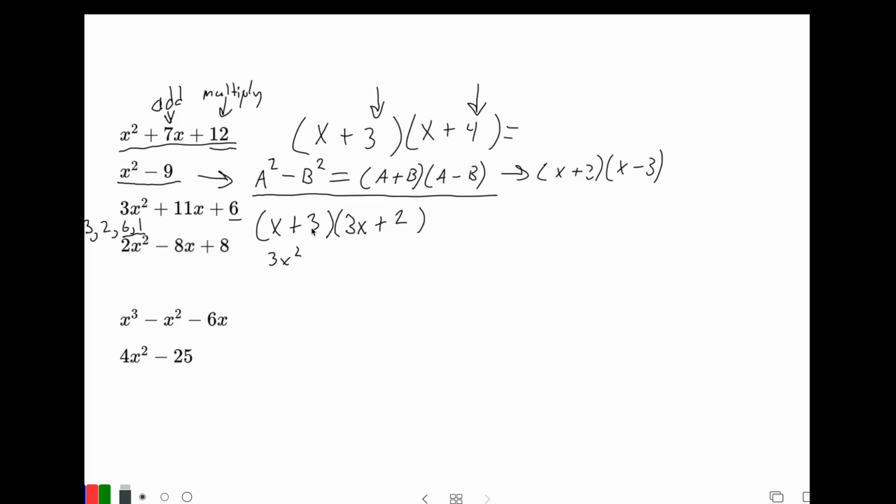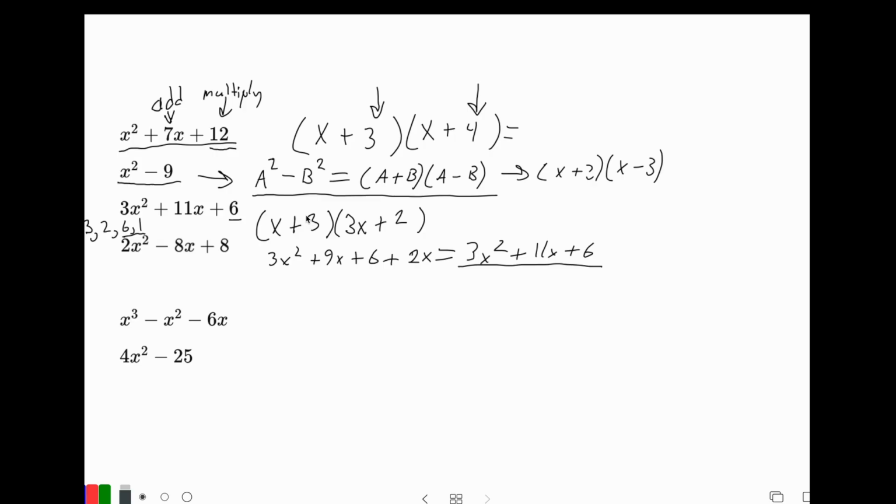That's good. And now this gives us plus 9x, and then this gives us plus 6, and then outer, that gives us plus 2x. I think that works, right? 3x squared plus 11x plus 6. Yep, there you go. So sometimes you won't get it right the first try.